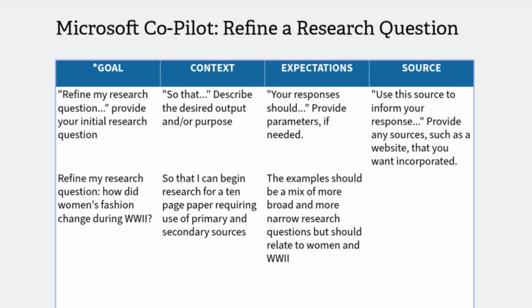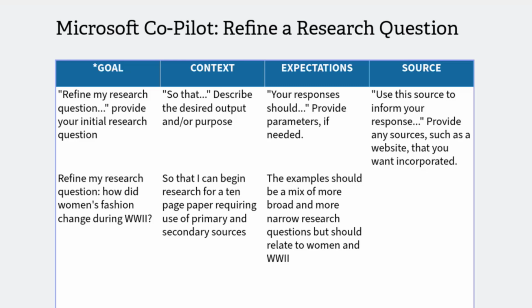And then third is expectations. So are there any parameters involved in the output that it provides? And then finally, if there are any sources that you want it to be grounded in, you can actually provide it that source, whether that's uploading a PDF or giving it a website, so it is grounded in a particular source.